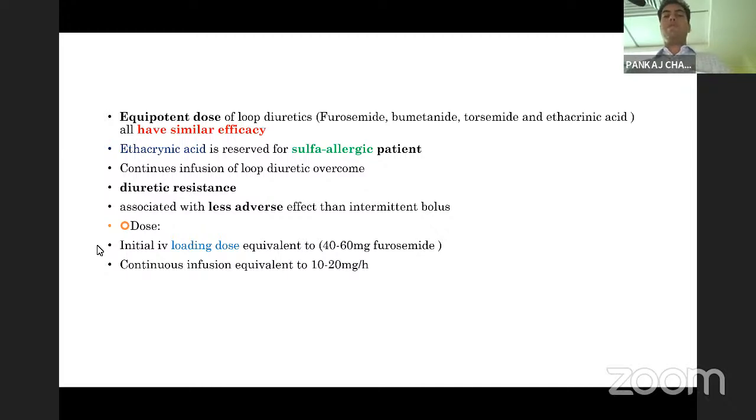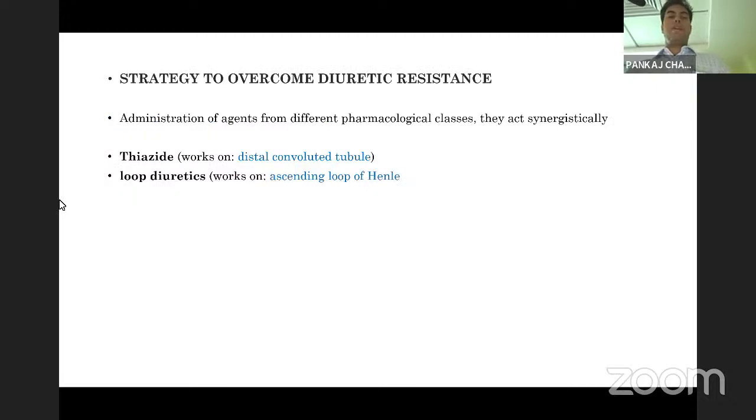Ethacrynic acid is especially used for sulfa allergic patients, and continuous infusion of loop diuretic can overcome diuretic resistance, which is associated with fewer adverse effects than the intermittent bolus. Initial IV loading dose is 40 to 60 milligram furosemide and the continuous infusion 10 to 20 milligram per hour. Strategy to overcome diuretic resistance: different agents should be combined because they act synergistically. Thiazide works on the DCT and loop diuretic on the loop.